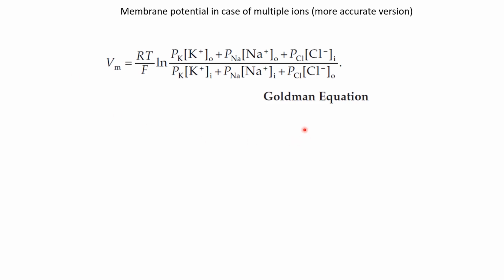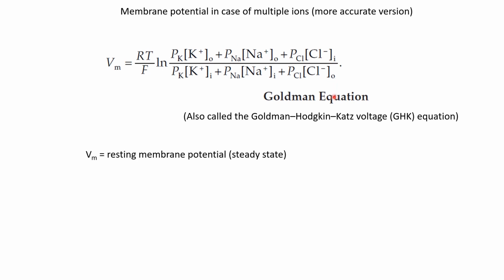the Goldman equation, also known as the Goldman-Hodgkin-Katz equation. And this equation says that the resting membrane potential is equal to RT over F natural log, and then this term where PK is the permeability of potassium ion, and K plus outside is the outside concentration of potassium, K plus inside is the inside concentration of potassium, PNa is the permeability of sodium, and so on. So this is the value of membrane potential that will be finally achieved in the presence of all these ions.